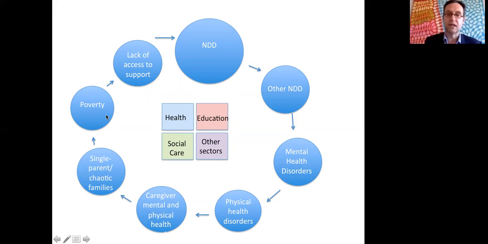And that, I think, is the top line for neurodevelopmental disorders. If you can keep that image of the vicious cycle, and how we can break it, in mind, that would be a really important thing.